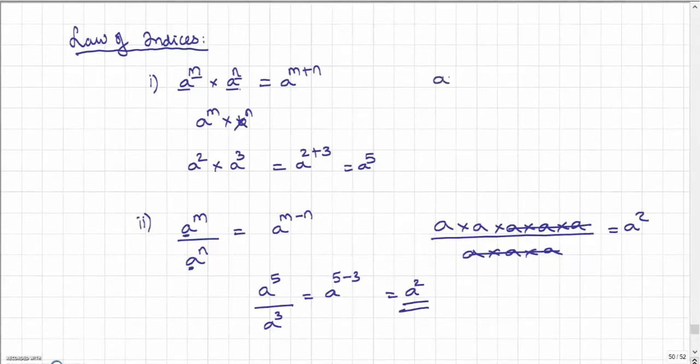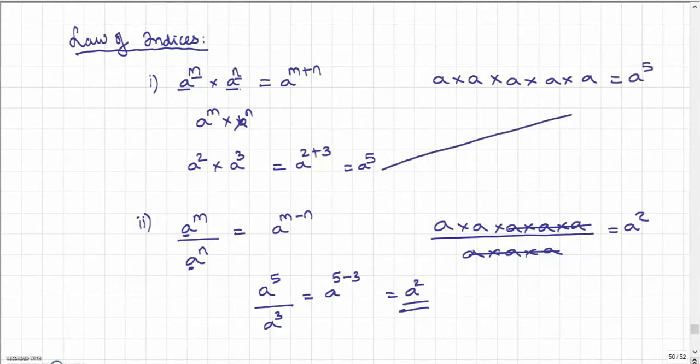If you have a square, it means a into a multiplied by a cube is a into a into a. So how many a's are you having? 5. So you had a power 5 and both are same.